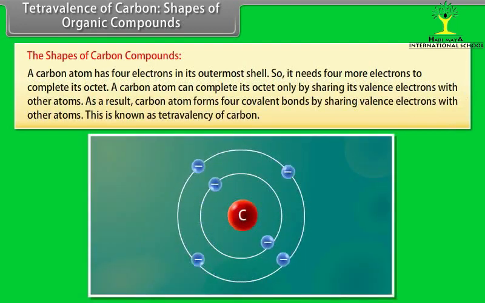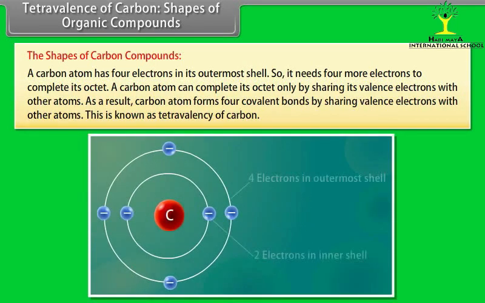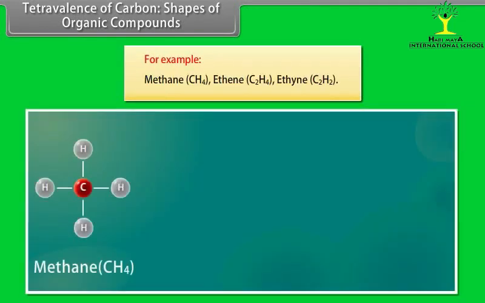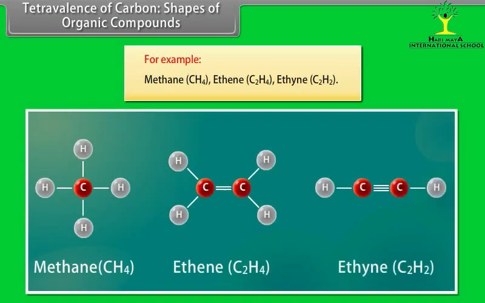A carbon atom has 4 electrons in its outermost shell, so it needs 4 more electrons to complete its octet. A carbon atom can complete its octet only by sharing its valence electrons with other atoms. As a result, carbon atom forms 4 covalent bonds by sharing valence electrons with other atoms. This is known as tetravalency of carbon. For example, methane, ethene, ethyne.